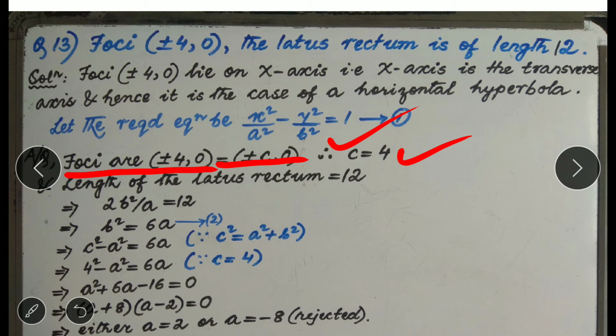Next condition given to us: length of the latus rectum is 12. Now, what is the formula of latus rectum? We know, twice b square by a equals 12. Cross multiply, we get b square equals 6a. Give it equation number 2, leave it. Next step. In place of b square, we are putting c square minus a square. How did we put? From the relationship that we know, c square equals a square plus b square. From here what will we get? b square equals c square minus a square.